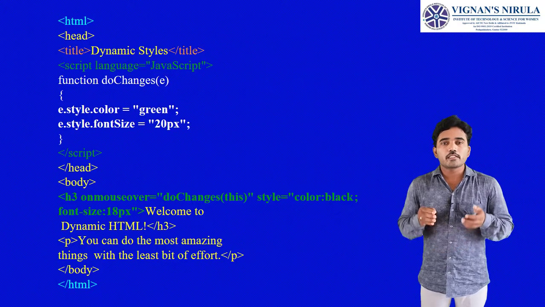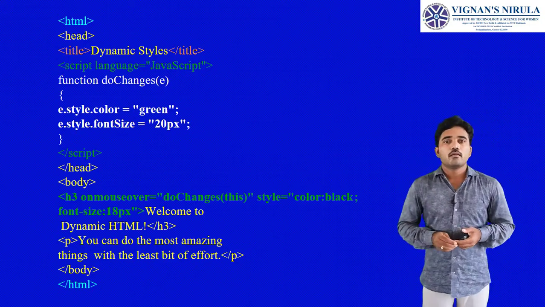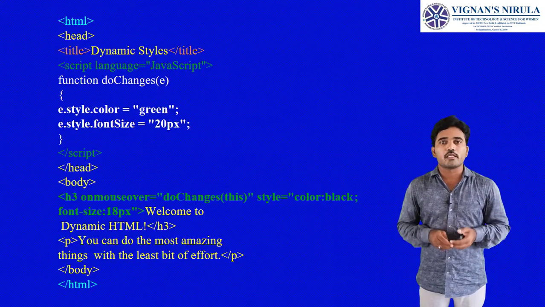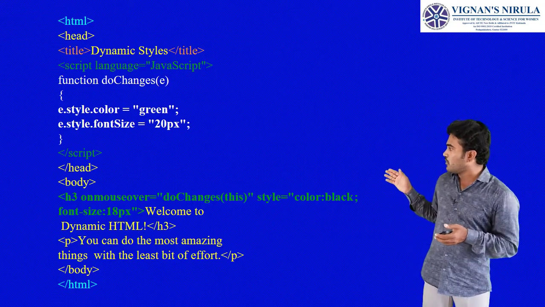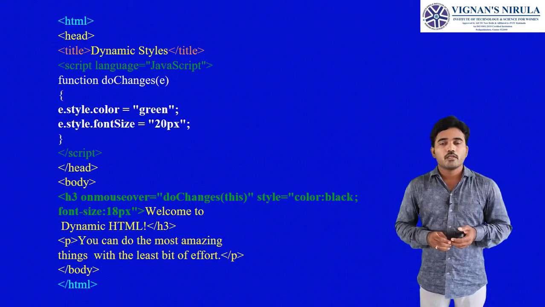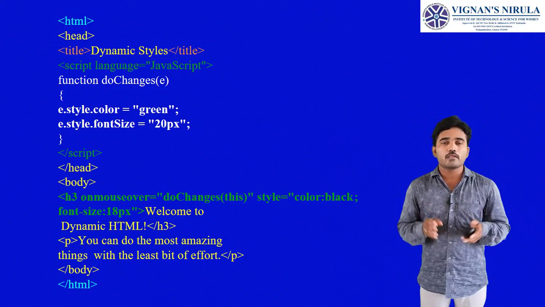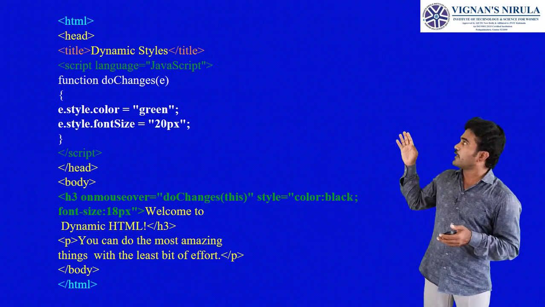So then the style equals, I have written color black and font size 18 pixels. And the content that I have used for that is "Welcome to dynamic HTML". Closed the heading. Thereafter I have used some paragraph and closed the body and then closed the HTML. So now inside the function definition, that is doChanges.